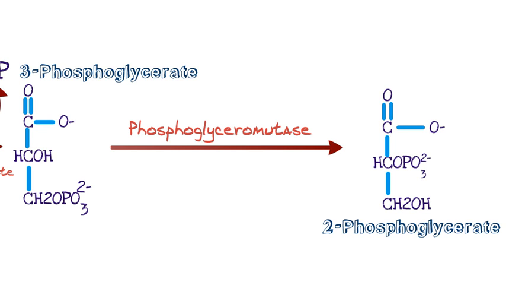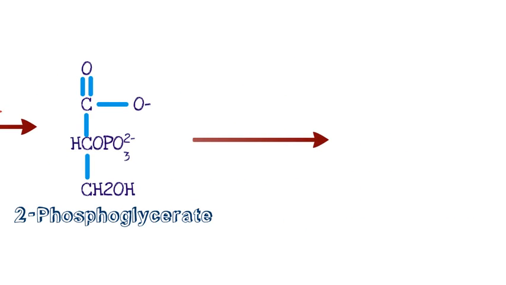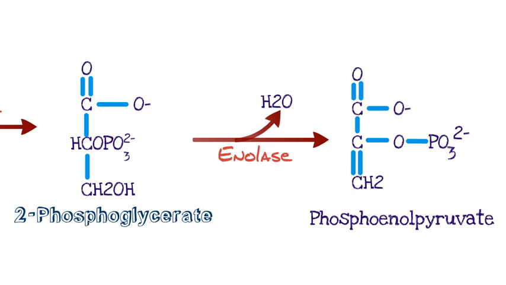Now we have 2-phosphoglycerate. The next step is converting 2-phosphoglycerate using enolase to another molecule called phosphoenolpyruvate. In doing so, we release water. So this is the first step where we've released water. And you can see where the oxygen and hydrogen come from the 2nd and 3rd carbons.